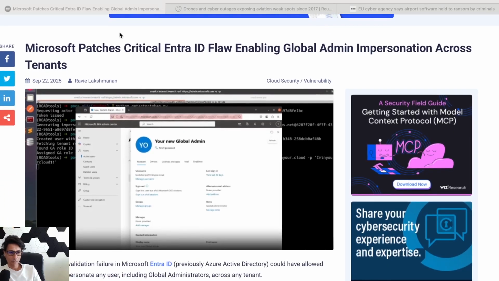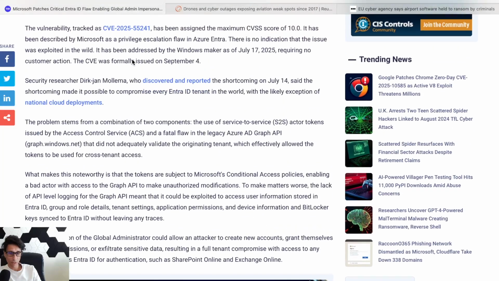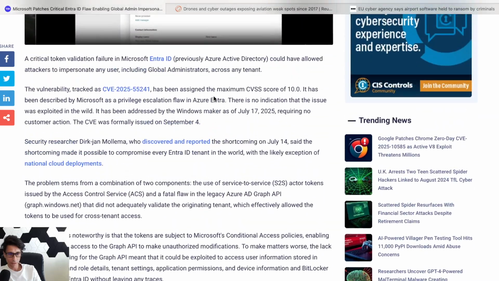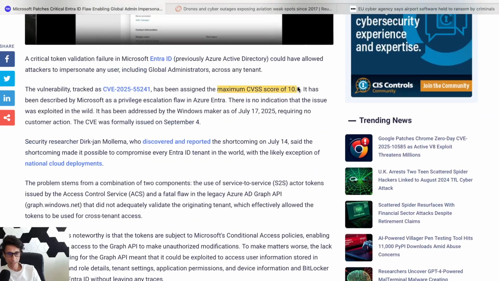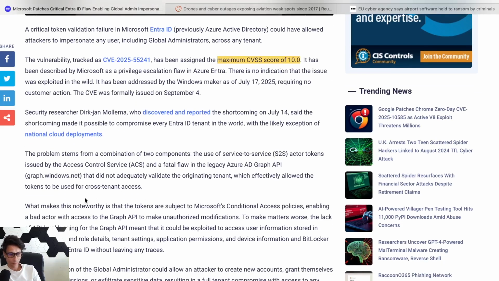Okay, so Microsoft patches a critical Entra ID flaw. How critical was this one? 10. Where is it? It's here. The beautiful number 10. Ha ha ha. CVSS 10. Now this reads like sci-fi. What are we talking about here? We're talking about a validation issue.